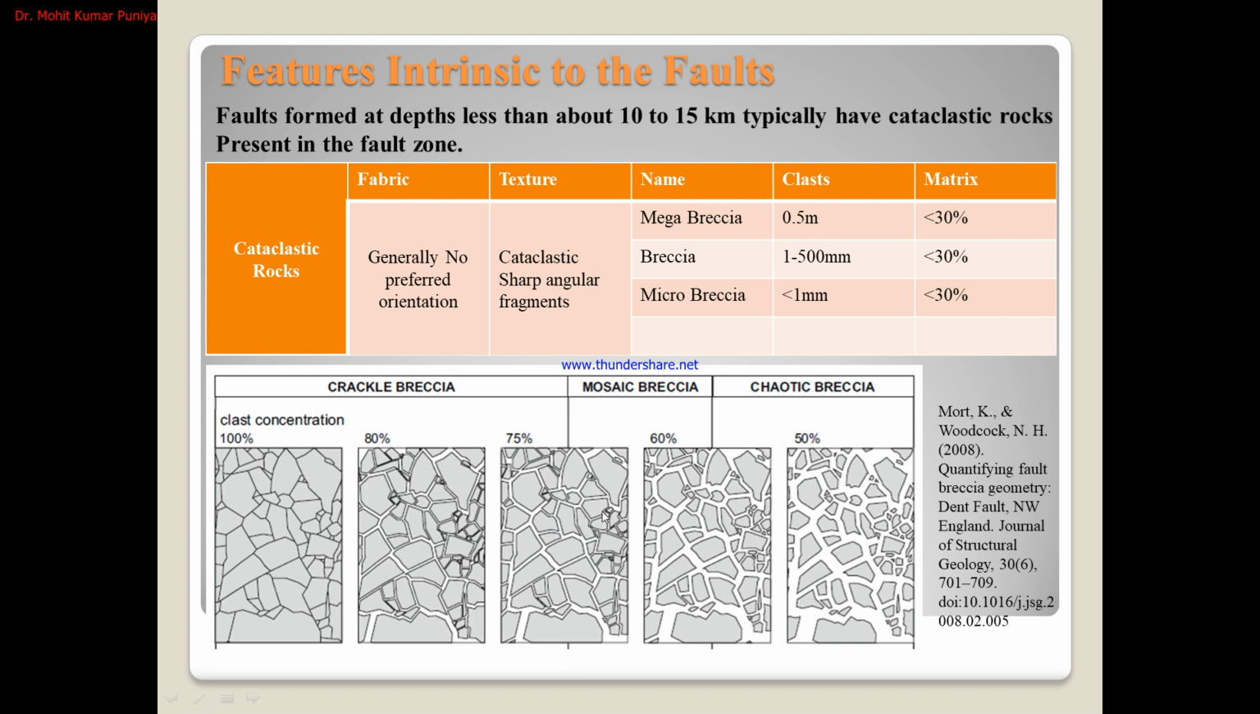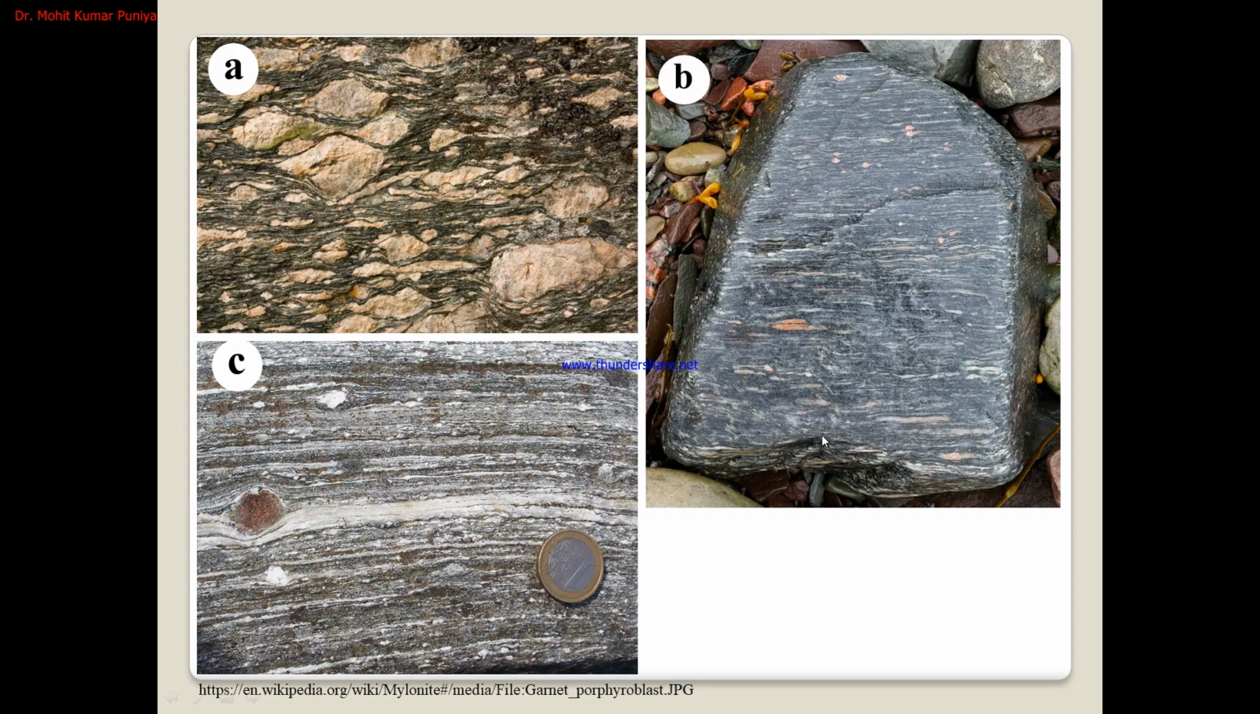When the percentage of clasts is less and varies from 70% to approximately 55%, that is known as mosaic breccia. Roughly, if we have a rock that has a mixed type of character, we can say mosaic breccia. Then chaotic breccia is when the clast concentration is up to 55% or less.